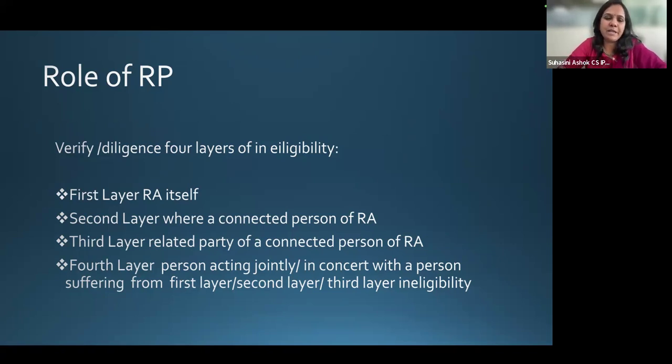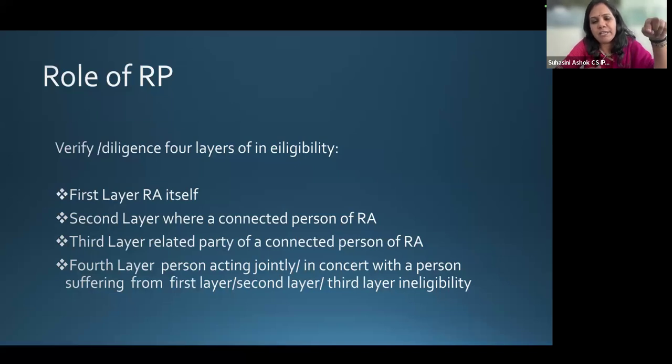See, here I would like to give one example. The first layer is company A. Then the second layer is a connected person of the resolution applicant. Suppose person B is the connected person. And the third layer is a related party of the connected person. B is a connected person, then C is a related party of the connected person. And the fourth layer person is who is acting jointly or in concert with a person falling in the three layers. So here A, B, and C is a related party of B.